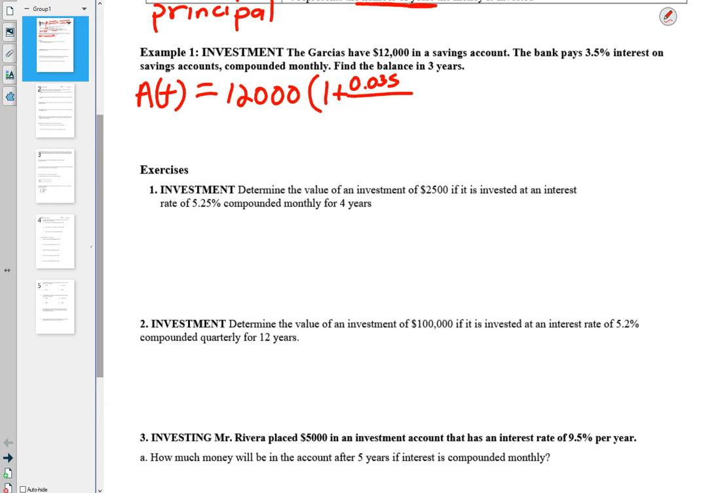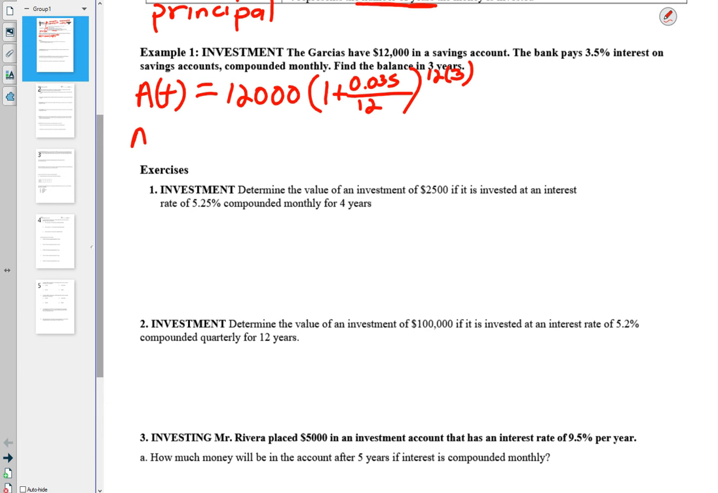What keyword that we just discussed is being used here? Monthly. That's where the n goes, so that's going to be a 12 to the power of. That n makes another appearance. But now instead of division, it's going to be multiplication: 12 times 3.